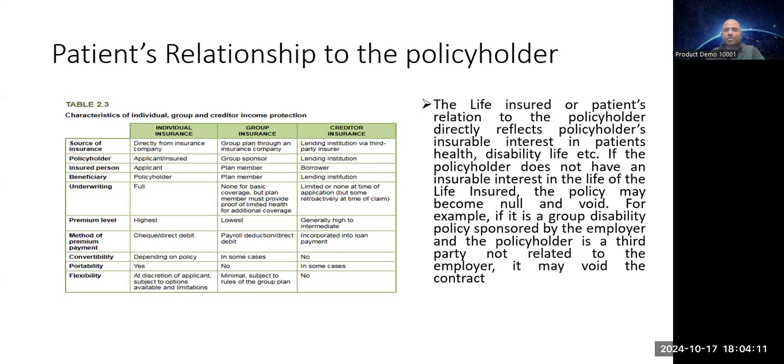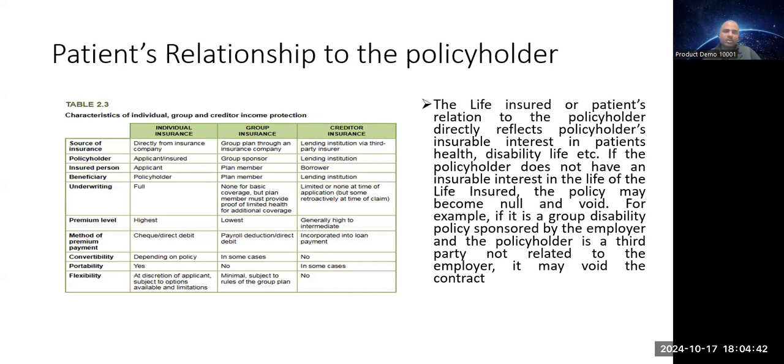Your patient's relationship to the policyholder. The life insured or the patient's relation to the policyholder directly reflects your policyholder's insurable interest in the patient's health, disability, etc. If the policyholder does not have an insurable interest in the life of the life insured, the policy may become null and void. For example, if it's a group disability policy sponsored by your employer and the policyholder is a third party not related to the employer, it may void the contract altogether.